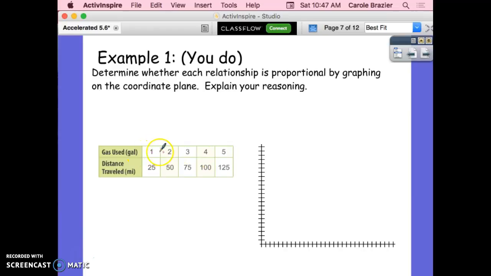So if I subtract, I know that these are going up by 1. So if I subtract by 1 and make this 0, these ones are subtracting by 25. So if I subtract 25 from 25, I'm going to get 0. So I know it's going to go through the origin.